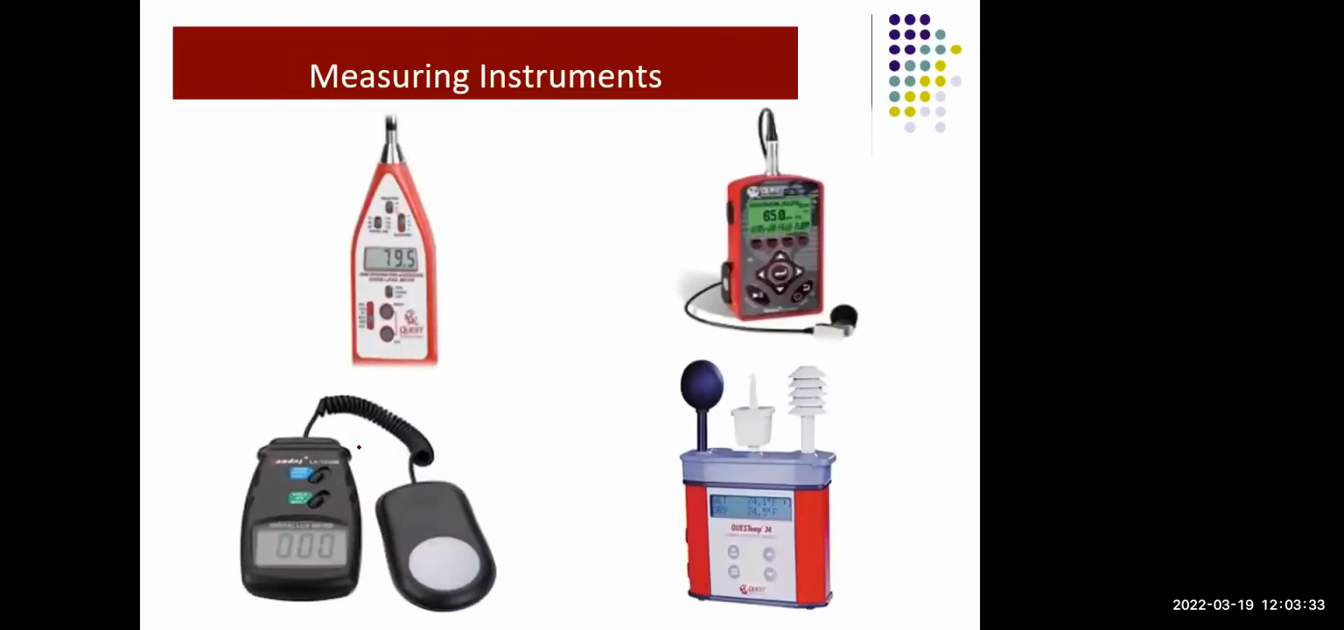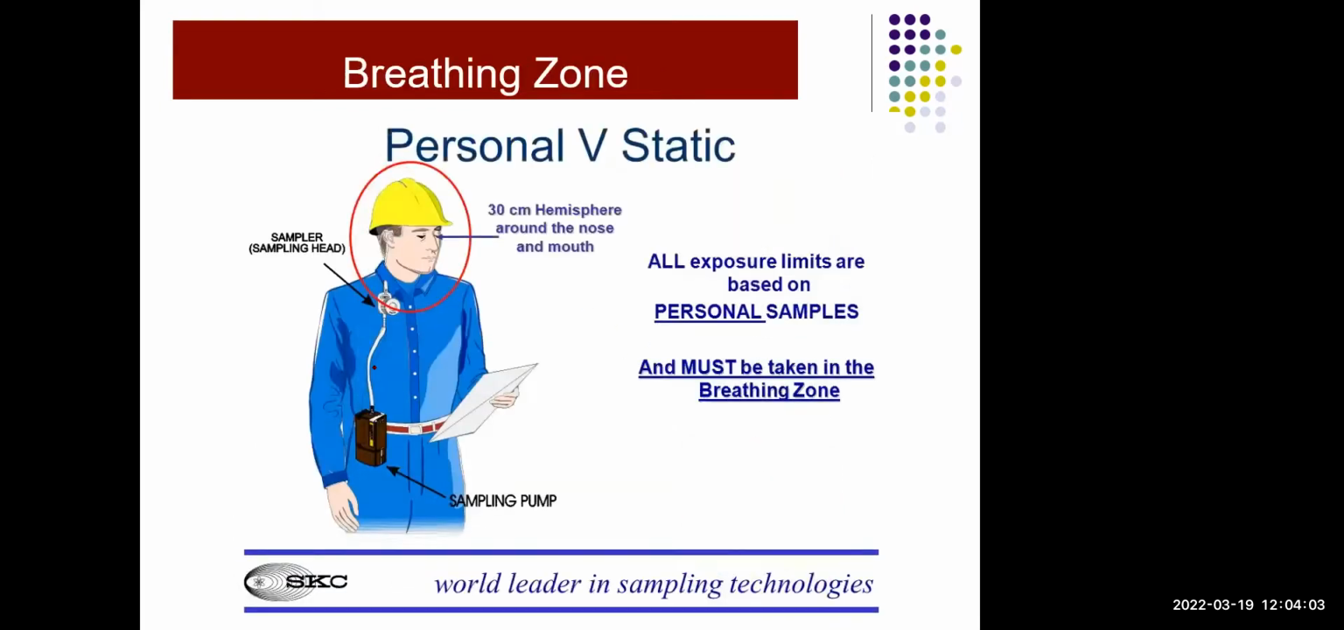Now, these are different measuring instruments. This is the audiometer, sound level meter, this is for illumination, this is for heat stress. Industrial hygiene is a separate technical subject, so how to do it is their domain. They will come to your workplace, study your processes and your equipment, and define a plan. They will make all these measurements and prepare a report. They will suggest mitigation measures also. So suppose you are doing 8-hour monitoring, it should be near the breathing zone.